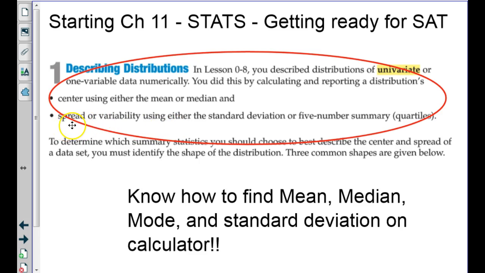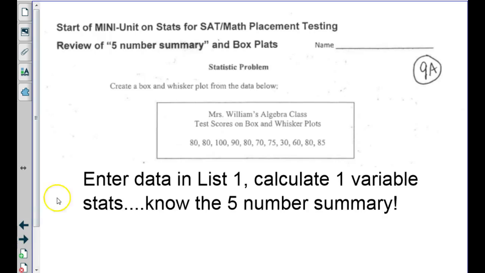It says you should know a lot about already the spread or variability using either standard deviation or 5-number summary. Well, we're going to talk more about that today because some of us don't know as much about that. Most of us know mean, median, mode. And we're going to do them on the calculator. So we're just going to start real quick with this really easy example I found on the internet.